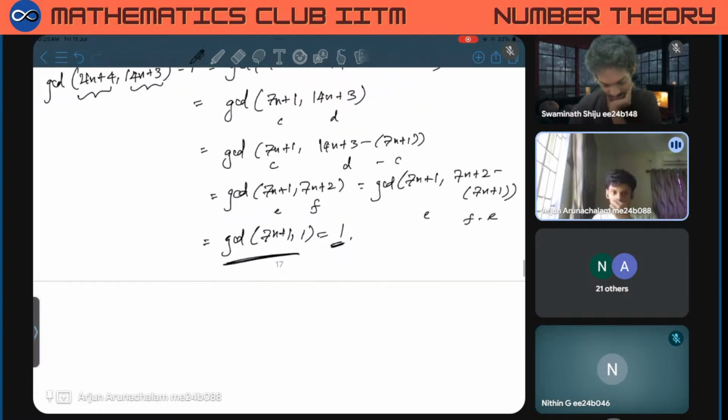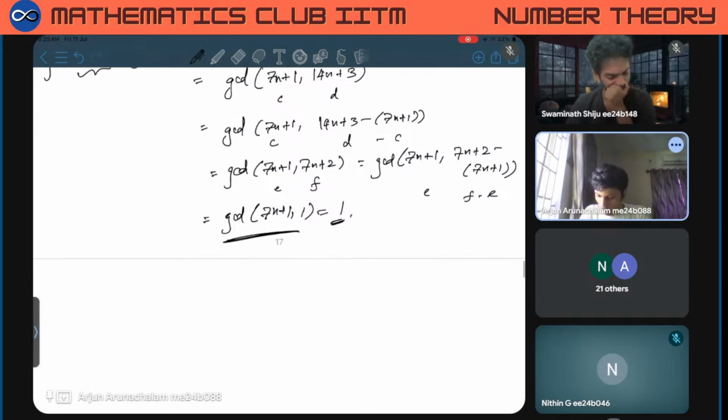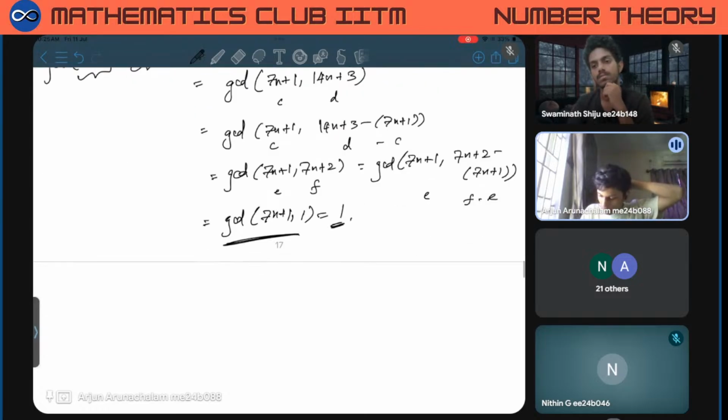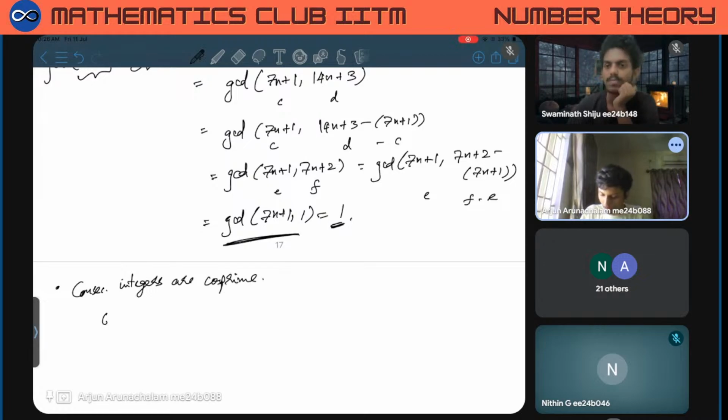So this means that you can't divide the numerator and denominator by any number other than 1, so you can't simplify it. So yeah, this is the proof for the question. It's also a neat proof. So we all have heard many times that consecutive integers are co-prime, right? Consecutive, let's say natural numbers are co-prime. 6 and 7, their GCD is 1.